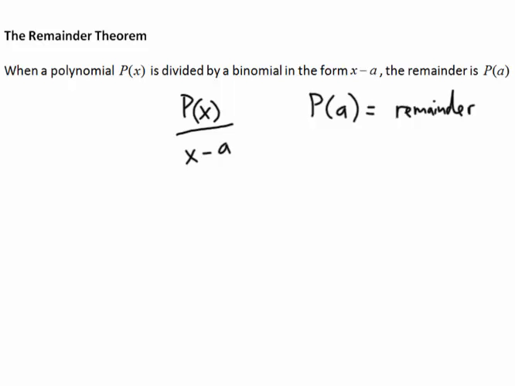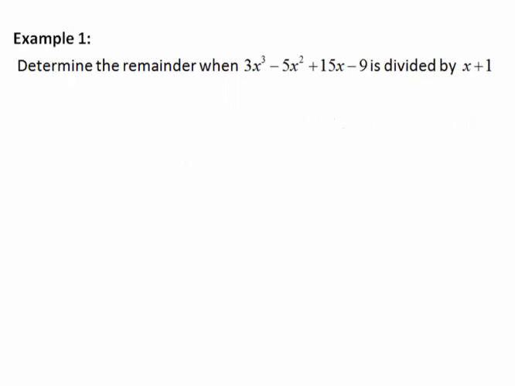Now the a, much like we did with the zeros, remember the a is going to be the opposite of that value. So if we had x minus 3 as our x minus a binomial, then we would put the number 3 into the original polynomial and we would get out the r value. That's the remainder theorem. So let's apply this remainder theorem, because here is our polynomial p of x and we're dividing it by x plus 1.